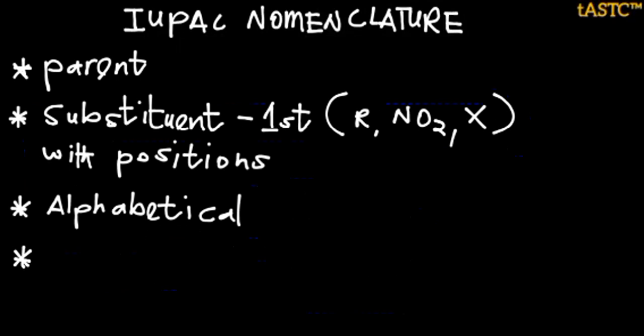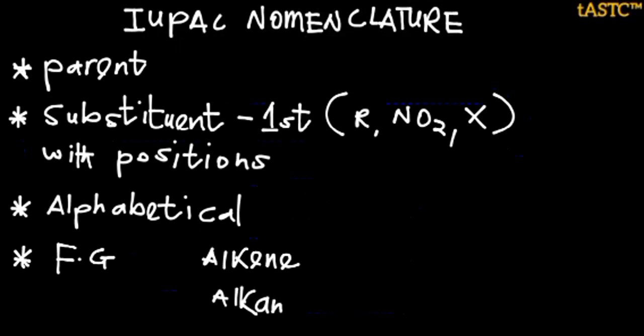Now, you also need to take note of the functional groups that are present. If you've got a functional group present in the parent chain, let us say there is the alkene, and then there is also the alkanol functional group present.